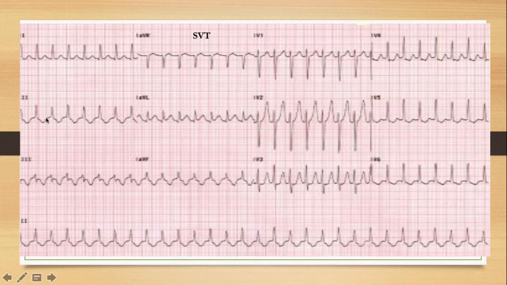We do see T-wave inversion in 2, 3, and AVF, but that may represent some injury. It may represent some strain, but for the purposes of rate, we can see that the rate is fast in this EKG, and the rhythm is really normal. So every QRS is following a P wave.